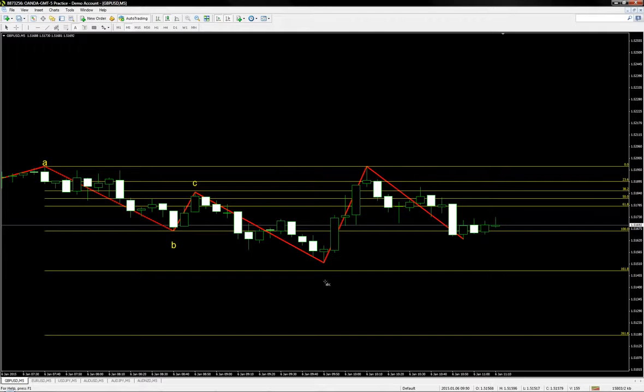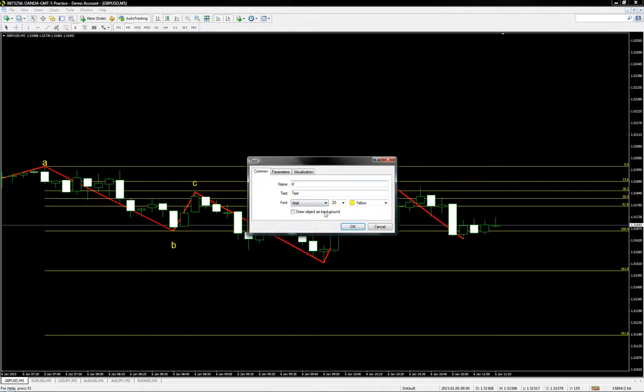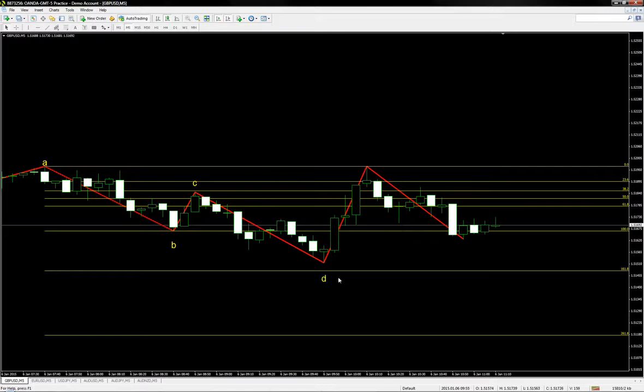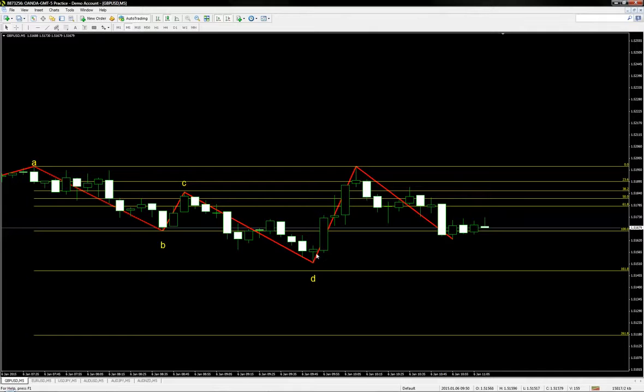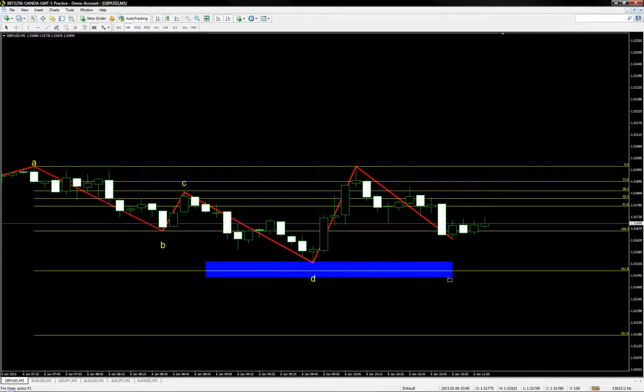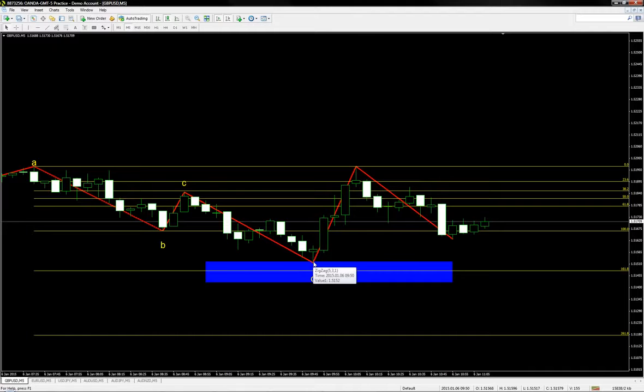And if we look at it, I'll zoom in a bit. So here's A, B, C, and here's where D would be. This line here is your 161 line. So did it hit it perfectly? No, but what did price do as it approached it? It reversed. Think of Fibonacci lines exactly like you would support and resistance, or any other type of pivot line. It's more like a magnetic area.